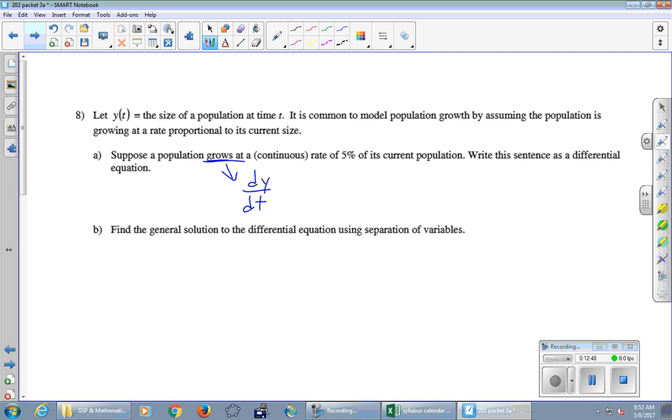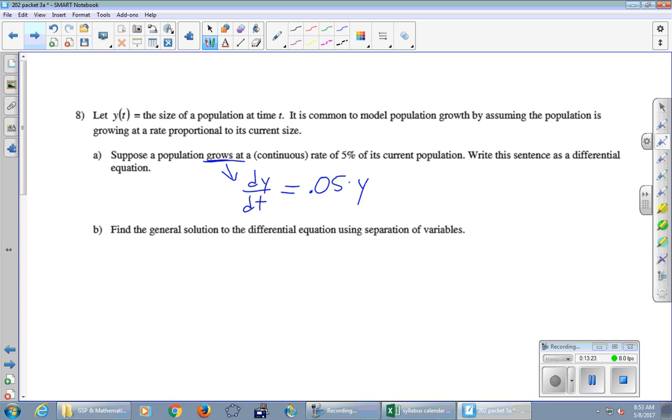And it says it grows at a continuous rate of 5% of its current population. That is 0.05 times what letter represents the current population? It is y. You can put of t if that helps you keep track of which one is which, dependent versus independent, but typically you just put y. So that's our differential equation. That says the population grows at a rate of 5% of whatever its current population is. Okay?